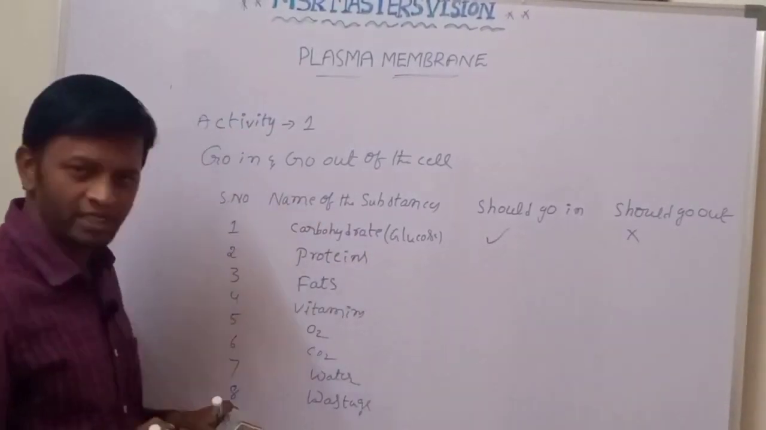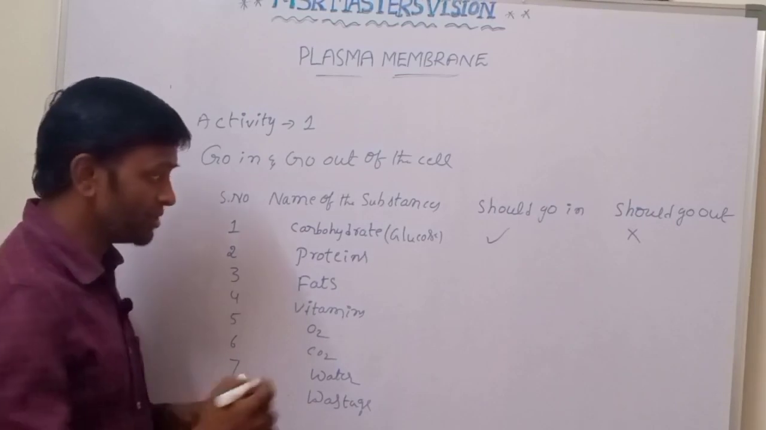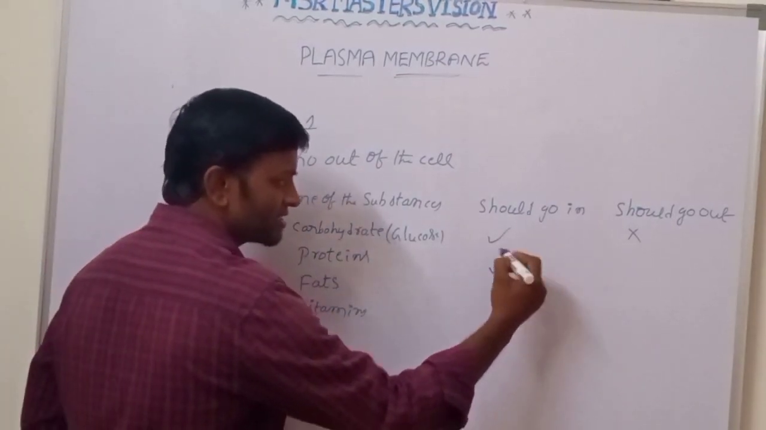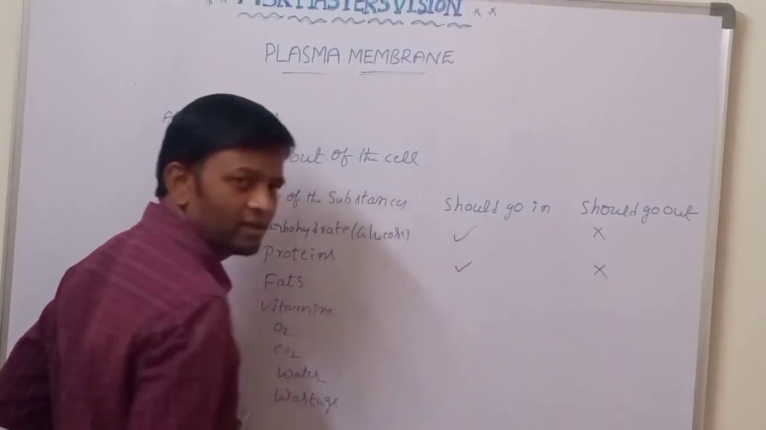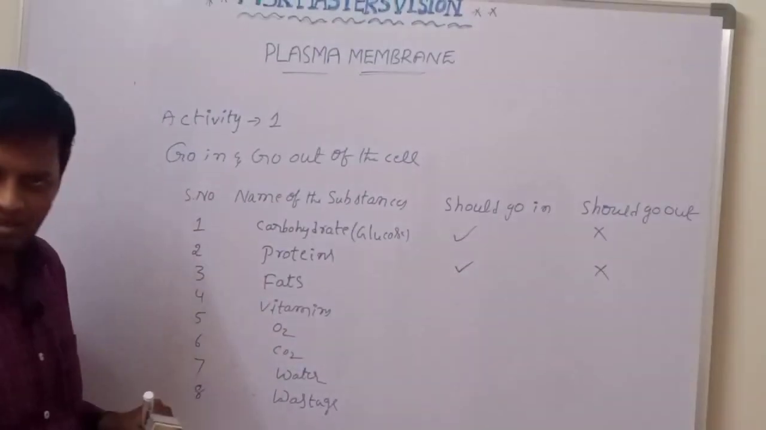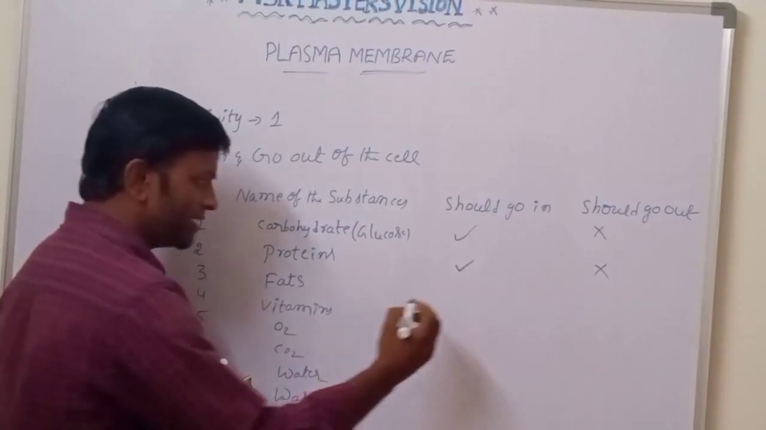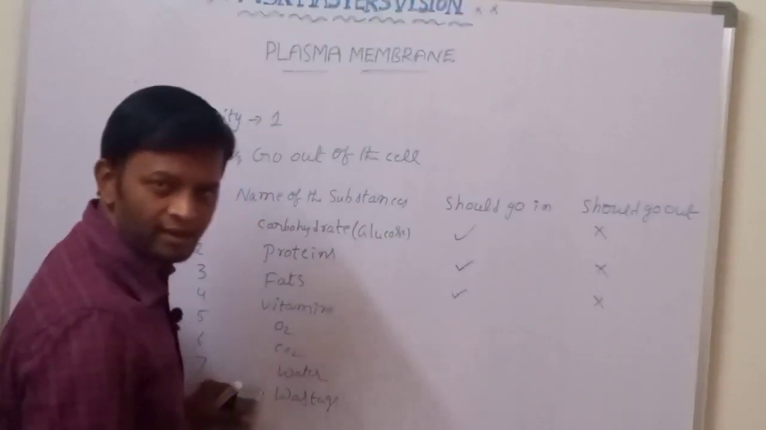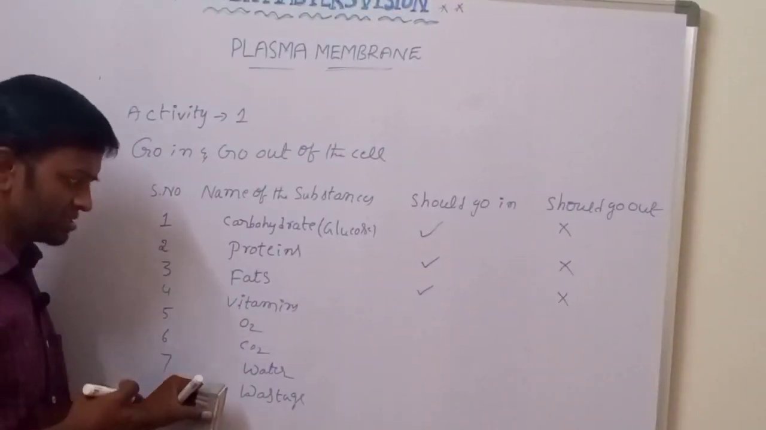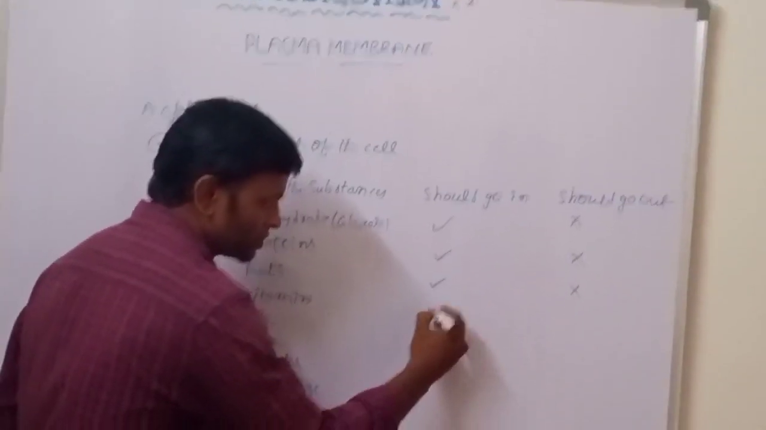Next, proteins. Are proteins needed or not? Yes, proteins are also needed. So that is why proteins also enter inside the cell. They should not go out of the cell. If you take fats, are fats needed or not? Yes, fats are also needed. So fats also enter inside the cell. They should not go out of the cell. Next, vitamins. Are vitamins needed or not? Yes, vitamins are also needed. So that is why they should go into the cell.